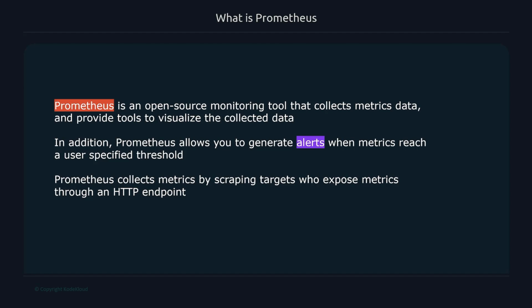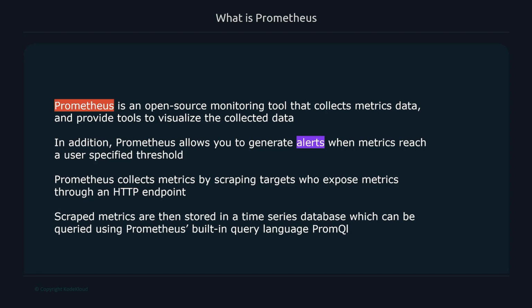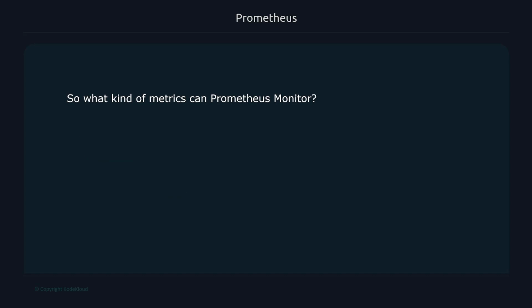And the way that Prometheus collects these metrics is by scraping targets who expose metrics through an HTTP endpoint. So what that means is the application or the system that we want to collect metrics from will host those metrics on a specific HTTP endpoint, and all we have to do is just send a GET request to retrieve those metrics. And scraped metrics are then stored in a time series database, which can be queried using Prometheus's built-in query language, PromQL.